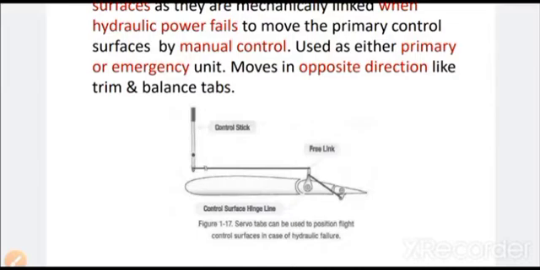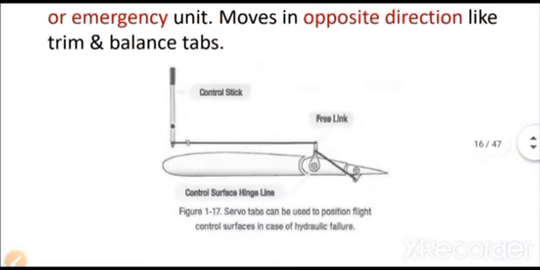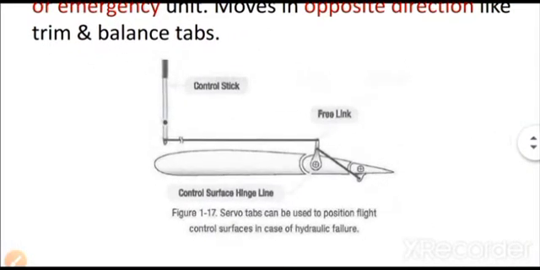This also moves in the opposite direction, but it is, as you can see, with some mechanical linkages and control stick, it has been made in such a way that when hydraulic failure takes place where you cannot actuate your primary control surface, at that time you can just move the tab. The tab will be moving the entire control surface.